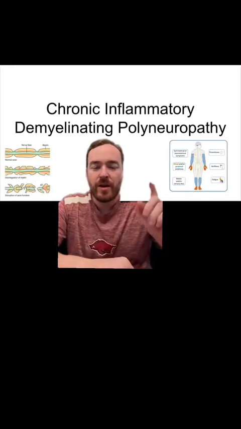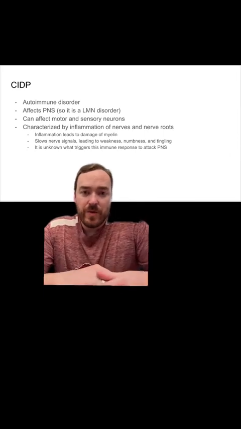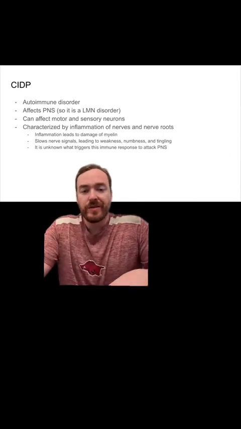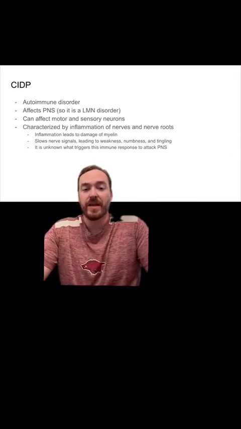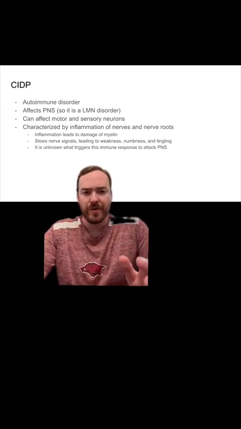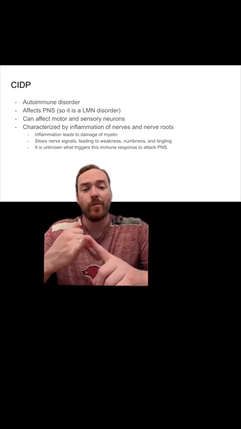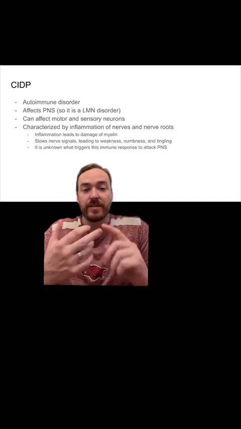We're talking about chronic inflammatory demyelinating polyneuropathy. CIDP is an autoimmune disorder that affects the peripheral nervous system. So anytime you hear me say a disorder that affects the peripheral nervous system, think lower motor neuron disorder. And so you're going to see lower motor neuron signs like weakness, fasciculations, decreased deep tendon reflexes, and the like.